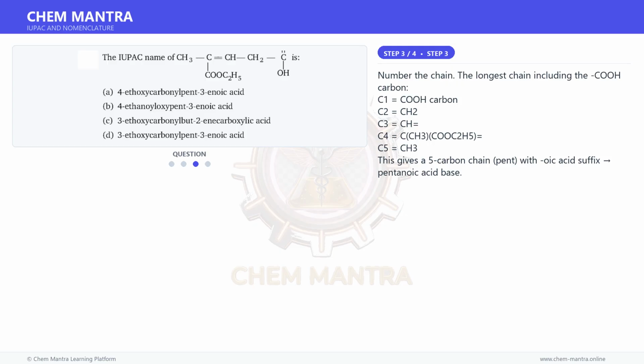Moving on to the next step. Number the chain. The longest chain includes the COOH carbon. C1 is the COOH carbon. C2 is CH2. C3 is CH=. C4 is C=, bearing COOC2H5. C5 is CH3. This gives a 5-carbon chain, pent, with the -oic acid suffix: pentanoic acid base.